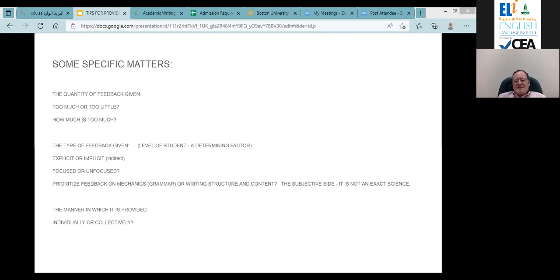Okay, let me speed up as best I can. The feedback, when we give it, what is our priority? Is our priority going to be the mechanics, or the meat of the matter? What the student has written or how he has written it?